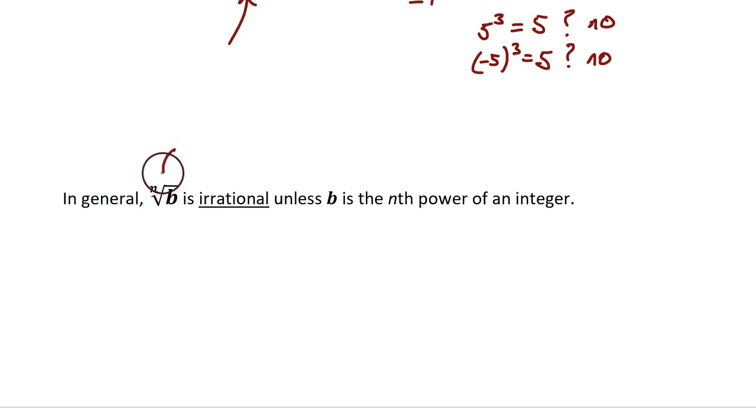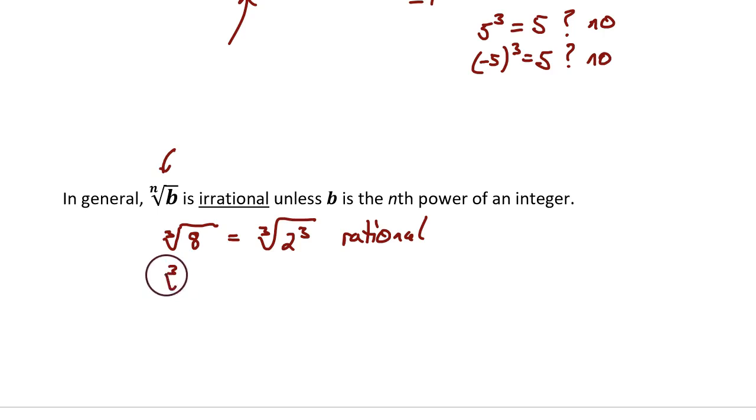In general, this expression is irrational unless the radicand is the nth power of an integer. For example, if n is 3, we have a cube root. If b is the number 8, then this is rational because b is 2 to the 3rd power. The power is matching the index. On the other hand, the cube root of 9 is irrational.